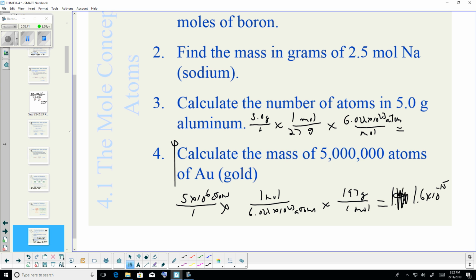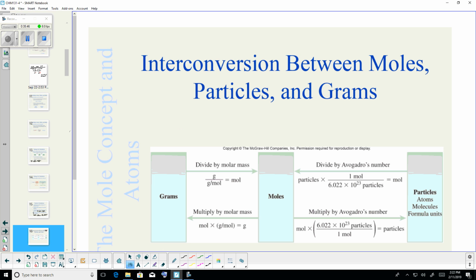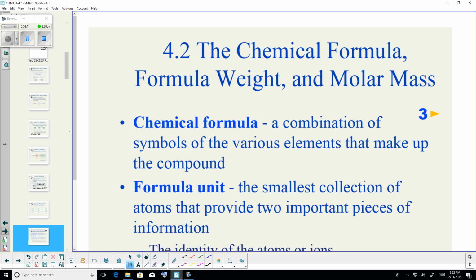Very small amount of grams. So that's how the book does it. Grams to moles, you divide by the molar mass. Moles to grams, you multiply by the molar mass. Moles to particles, you multiply by Avogadro's number. Particles to moles, you divide by Avogadro's number. Same thing I got up there, it's just written a little differently. Either way works, whatever floats your boat.